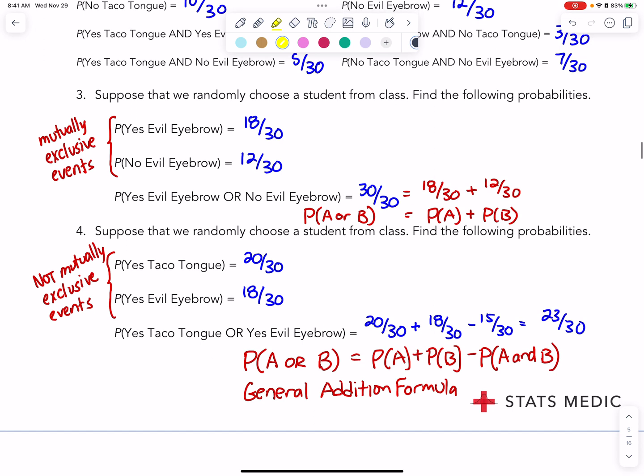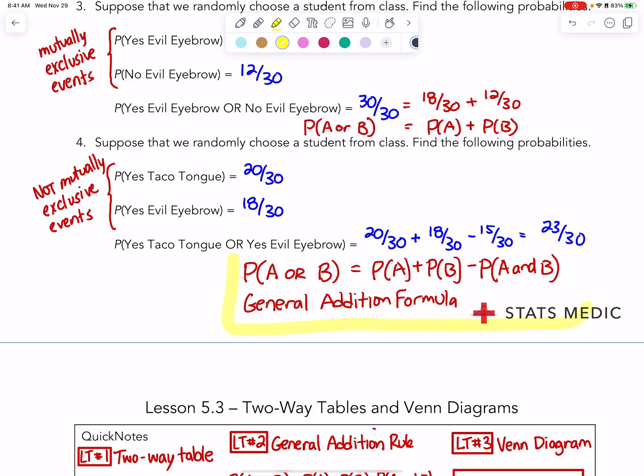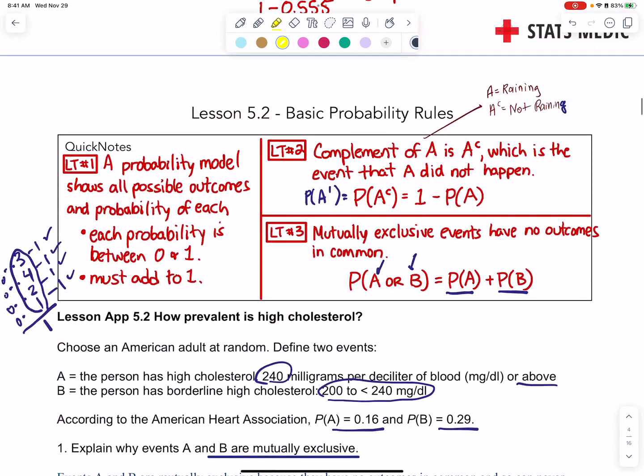And that is called the general addition rule, which is all of A plus all of B minus the overlap. Remember yesterday's formula: we had all of A plus all of B, but there was no overlap, and so that's why we didn't subtract anything.